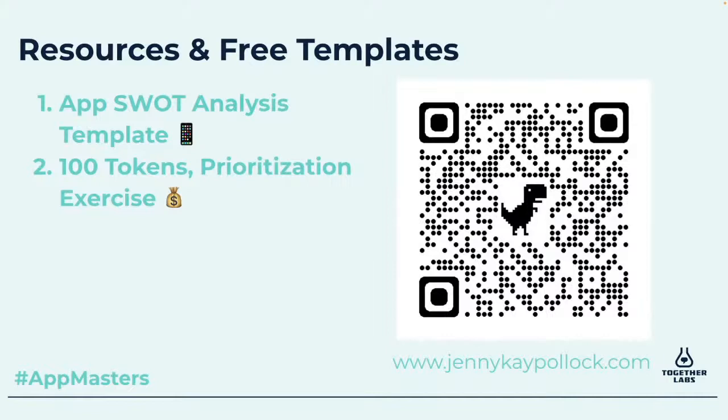And then I've also got 100 tokens, which is a prioritization exercise for your app. It's got a couple different line items, and you just rank how important they are to you. So that can help you say, oh, wow, it's so important that we have a diversified stream of revenue. We should start there. Or maybe it's really important that you get to market fast. And this just kind of helps you decide what's important for you and your team. And then you can use that to figure out what your research goals might be as you dive into user research.